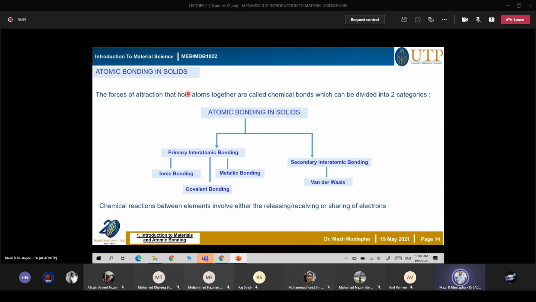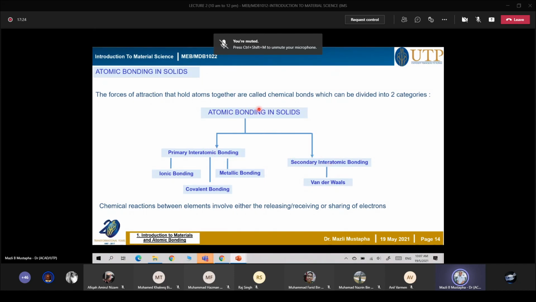It's atomic bonding in solids. Basically, there are two types: primary interatomic bonding and secondary interatomic bonding. There are two main forces of attraction that hold atoms together, and we call them chemical bonds. This is all the chemical bonding.